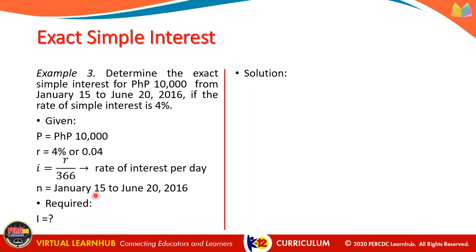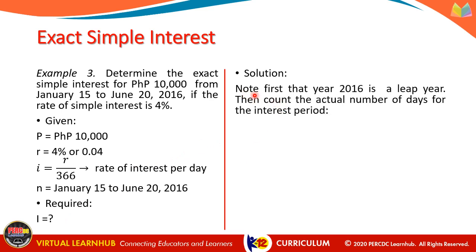And for our solution, we should note first that year 2016 is a leap year. Year 2016 is divisible by 4, therefore, it is a leap year. That's why we have here 366, because in a leap year, we have 366 days. Then count the actual number of days for the interest period.